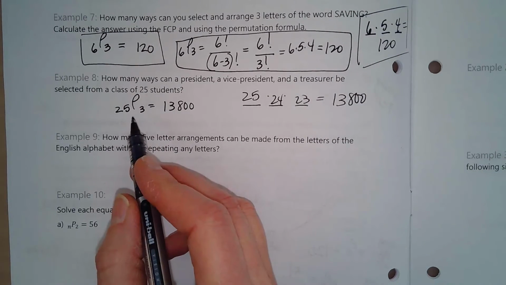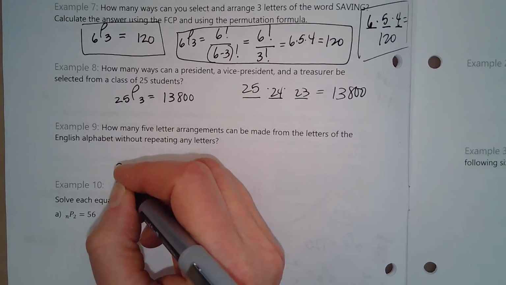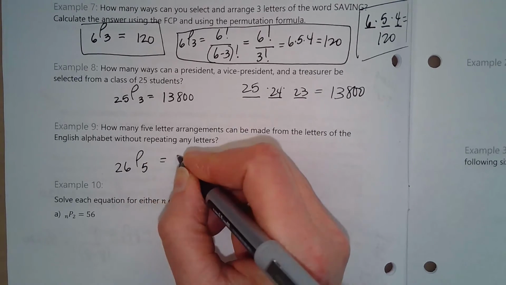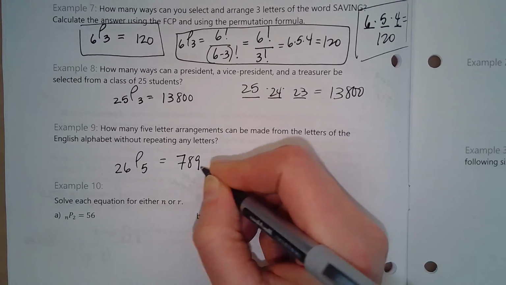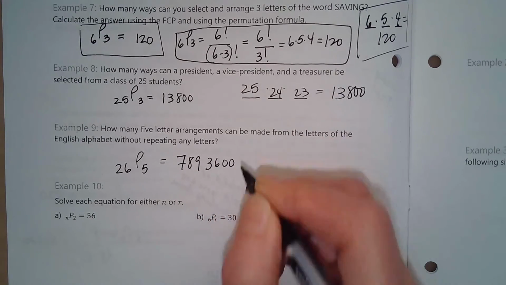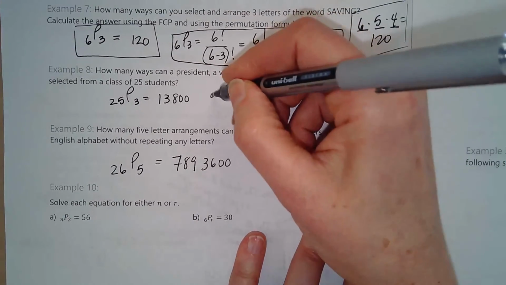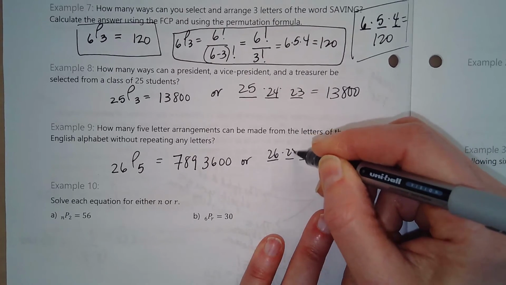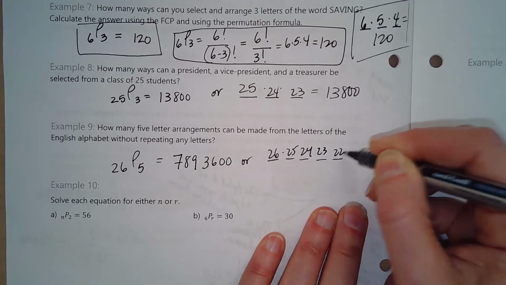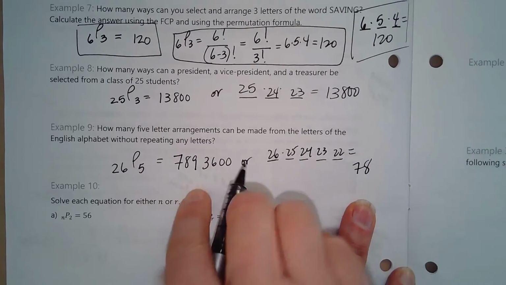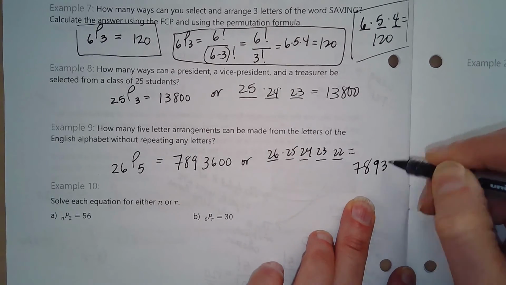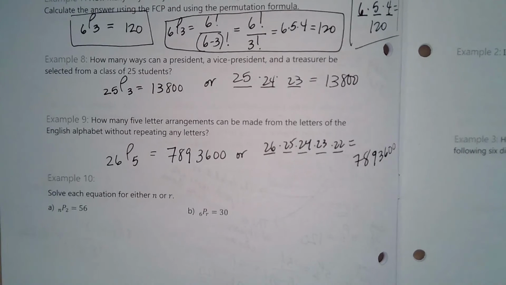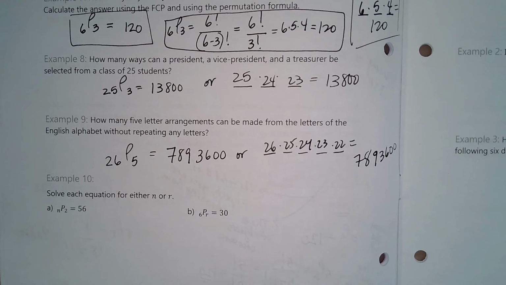So did you guys use the same approach again? 26P5. Yep. So I got 7,893,600, right? Or I'd have 5 slashes: 26, 25, 24, 23, 22. And I agree with you, this is way more efficient than doing all the slashes. I'll just tell you again though, the slashes will have their use when we do some more complicated ones with restrictions.